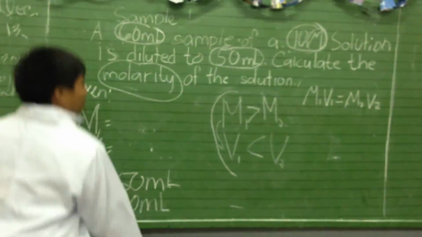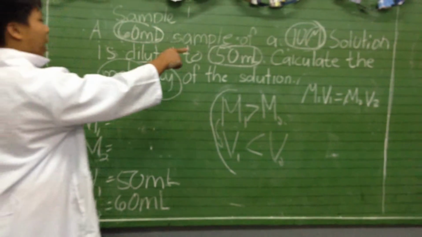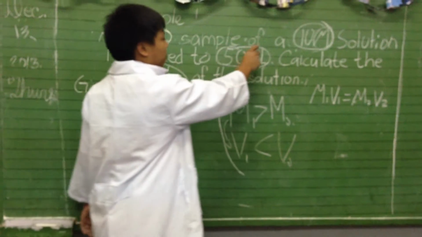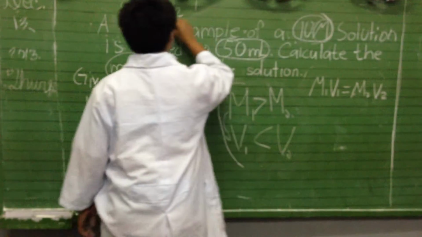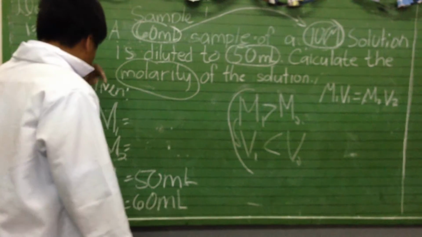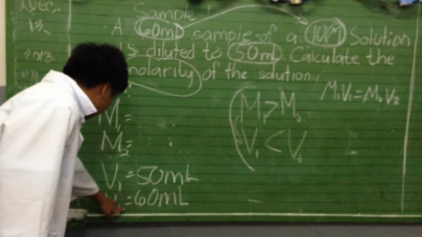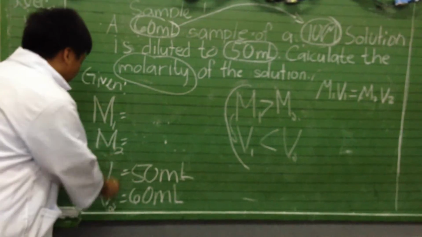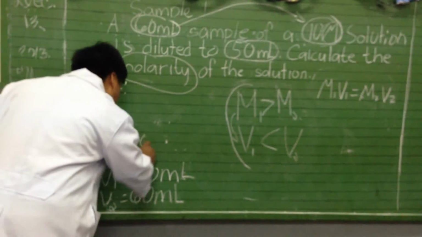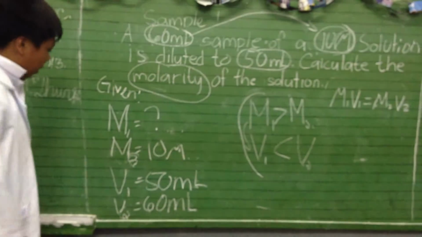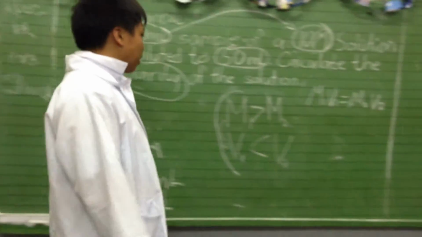But how about 10 M? Where does it go? We have to read again the sentence: a 60 ml sample of 10 M. So this means these are together. If 60 ml has a subscript of 2, then 10 M goes here with 2. And now we have to find our M1. So we already have all of our given.